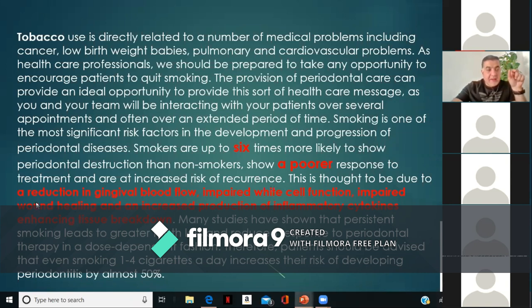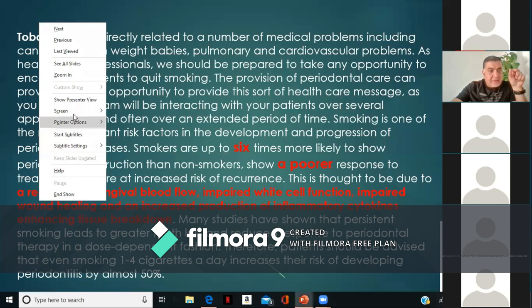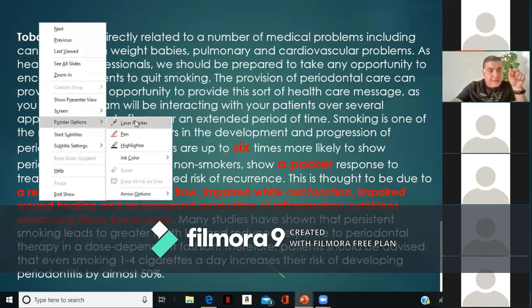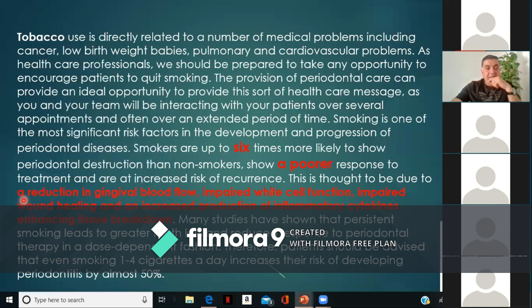I like this one, the red one. This is important for you. Reduction in the gingival blood flow, impaired white cell function, impaired wound healing, and increased production of inflammatory cytokines, enhancing tissue breakdown. Why am I saying that? Because you might have a multiple choice question and you need to choose one.